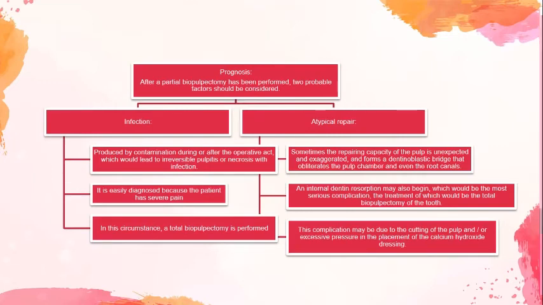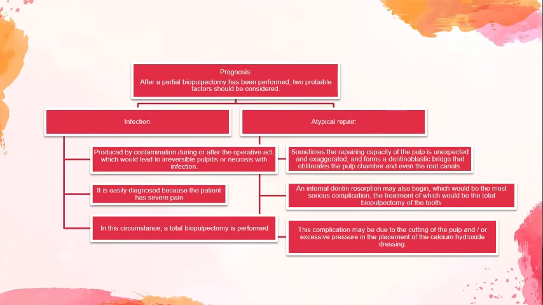Prognosis. After a partial biopulpectomy has been performed, two probable factors should be considered: the infection and the atypical repair. The infection is produced by a contamination during or after the operative act, which could lead to irreversible pulpitis or necrosis with infection. It is easily diagnosed because the patient has severe pain. In this circumstance, a total biopulpectomy is performed.